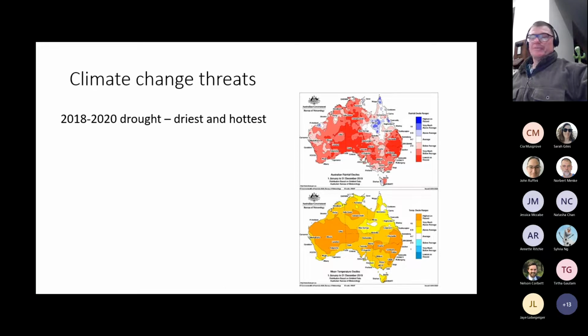So climate change is the first one. We had this massive extreme set of conditions across the northern basin and much of the rest of Australia during 2018 to 2020, where we had both the hottest and the driest climates on record at the same time.